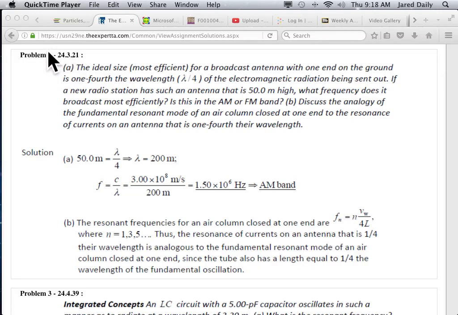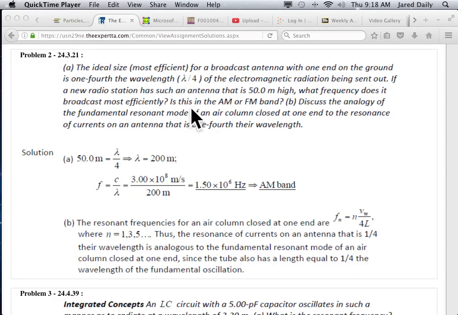So problem 2 in exam 2 is from chapter 24. We were talking about LRC circuits and antennas and natural frequencies of circuits. In this case, this one's actually even simpler than that. The ideal size of an antenna is going to be 1/4 the wavelength size.